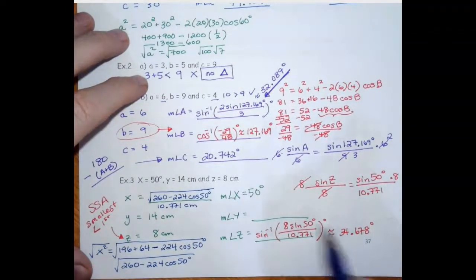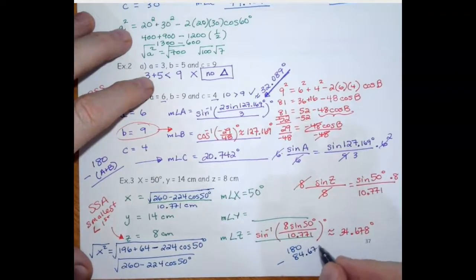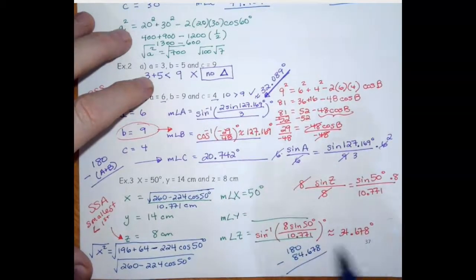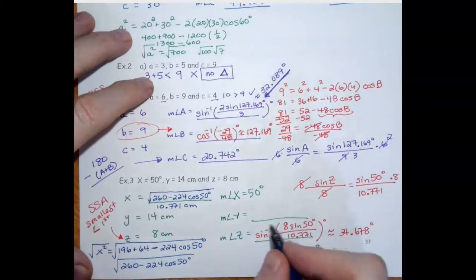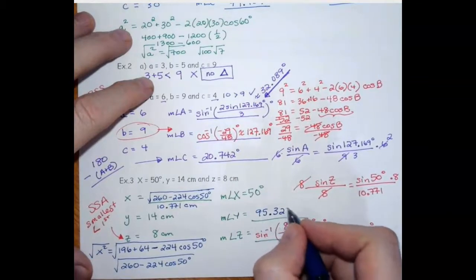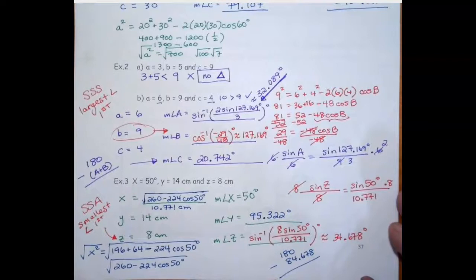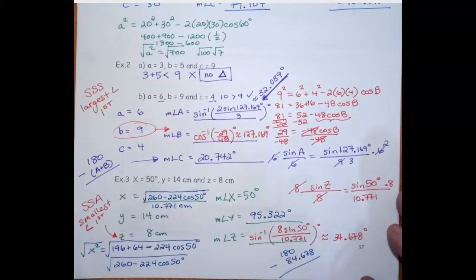And if we add those two together, we're going to be taking 180 minus 84.678. That's what we get when we add those two together. And when we subtract those, we're going to get 95.322 degrees. Okay? And that's pretty much law of cosines and the different situations that we would be in to solve those.